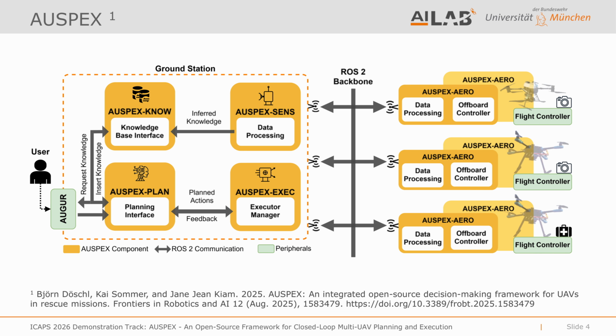To enable this, we use our holistic, modular, open-source decision-making framework AUSPEX, which is a multi-agent system combining a ground station with multiple UAVs. It is tailored to host state-of-the-art decision-making frameworks and enables closed-loop planning and execution. The ground station hosts the planning module, which is the core module of AUSPEX. It includes unified planning, a state-of-the-art planning framework. Furthermore, the ground station includes the executor as well as the knowledge base and the sensing module. Via ROS2, the UAVs' AUSPEX Aero modules are connected.